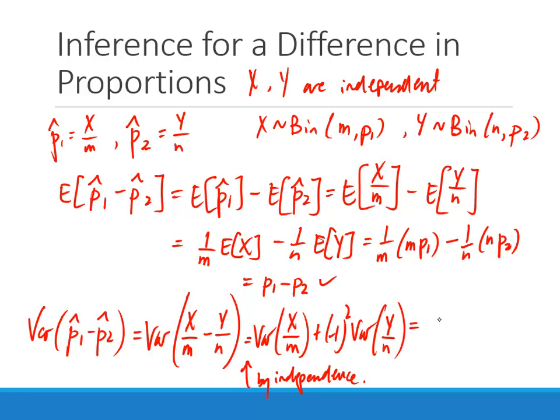this will be the variance of x is m times p1 times 1 minus p1 over m squared. That m squared comes out because that's in the denominator there. Plus n times p2 times 1 minus p2 over n squared. And then, I ran out of space here, but some n's and m's will cancel from the numerator there, and that'll give us the variance that was on that previous slide.